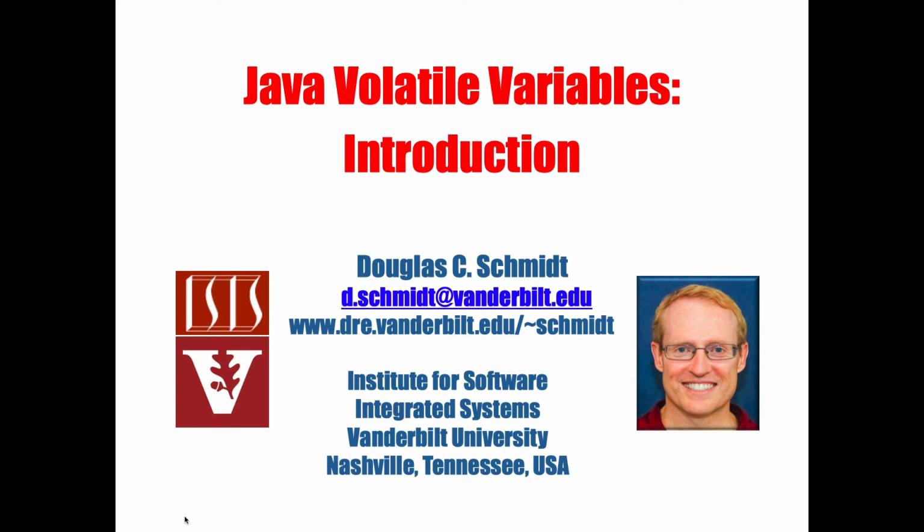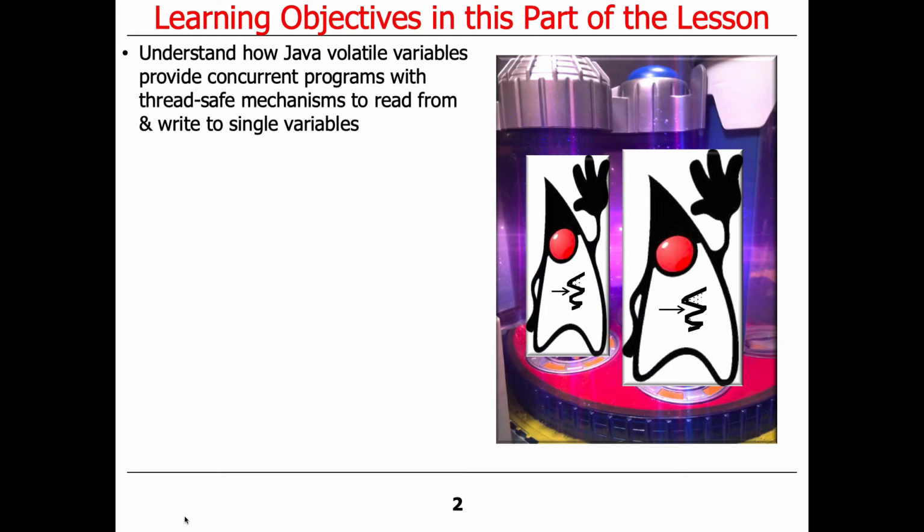We're now going to turn our attention again to some topics related to atomicity, and this is necessary in order to finish off one piece of assignment 2B. So we're going to talk about volatile variables today, and we'll explain how volatile variables allow concurrent Java programs to use thread-safe mechanisms that enable atomic reads and writes from single variables.